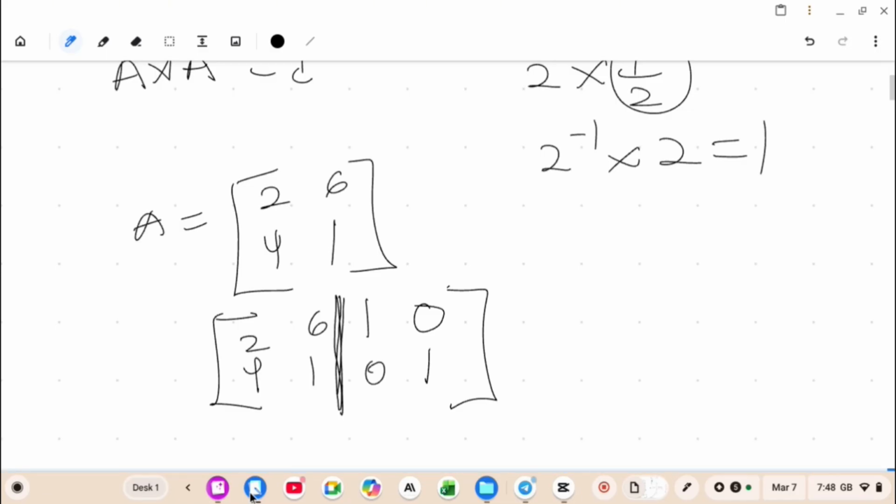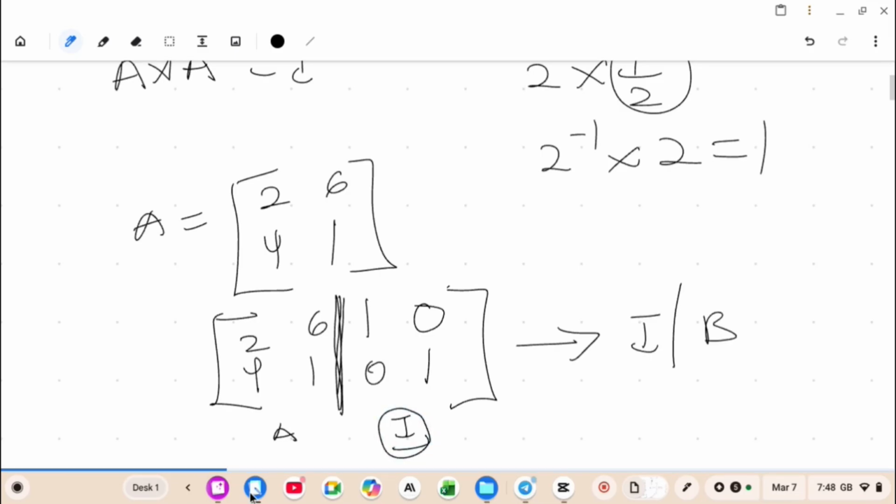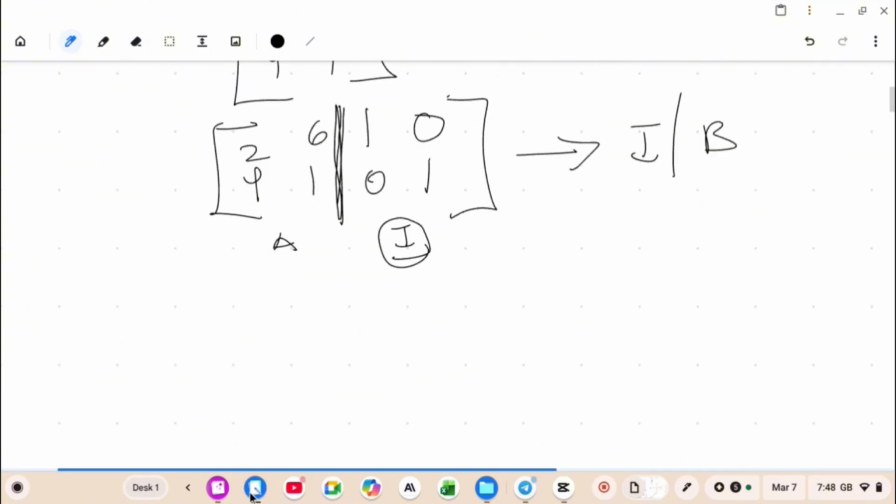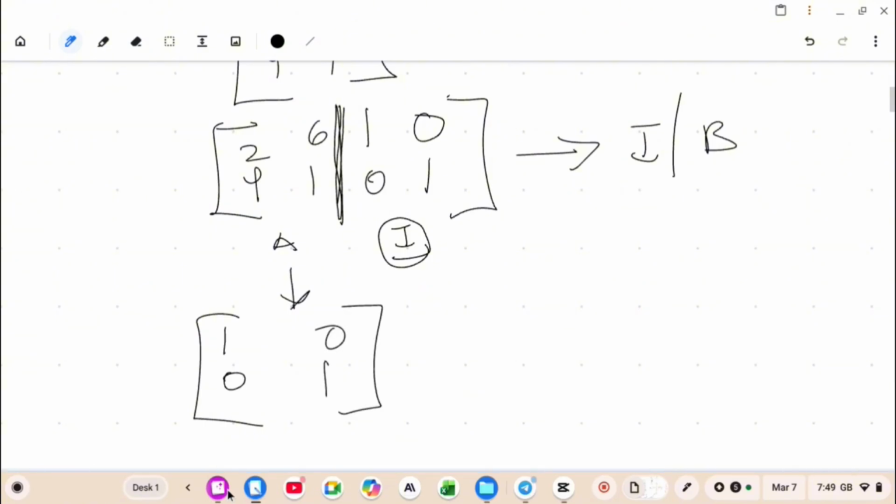So you augment it. Here is A, this is the value for A, and this is the identity element. We see this A changes to an identity element, and this identity element will become B, or we change from the identity element to a full matrix. What I'm trying to say is that we are going to transform this matrix A until we see an identity element. Identity element is made up of 1, 0, 0, 1. This is 2 by 2.